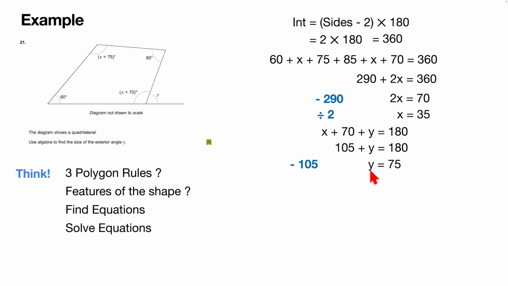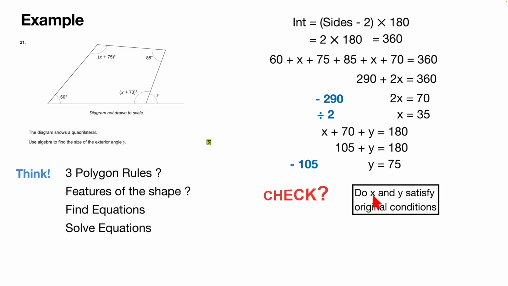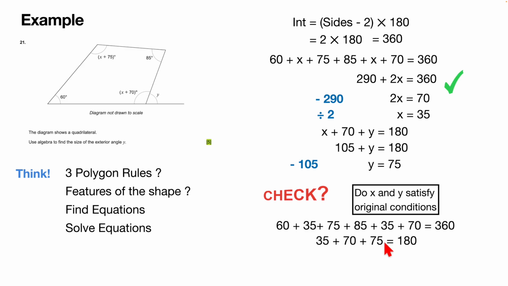For 5 marks. Pretty good, isn't it? That's a good reward for a bit of effort. Let's just check it. Do the x and y satisfy the original conditions? Well, let's add everything up. 60 plus what is x? 35, 75, an 85 and an x and a 70 equals 360. And then we come here, we've got 35 plus 70 plus 75 equals 180. That looks good to me.